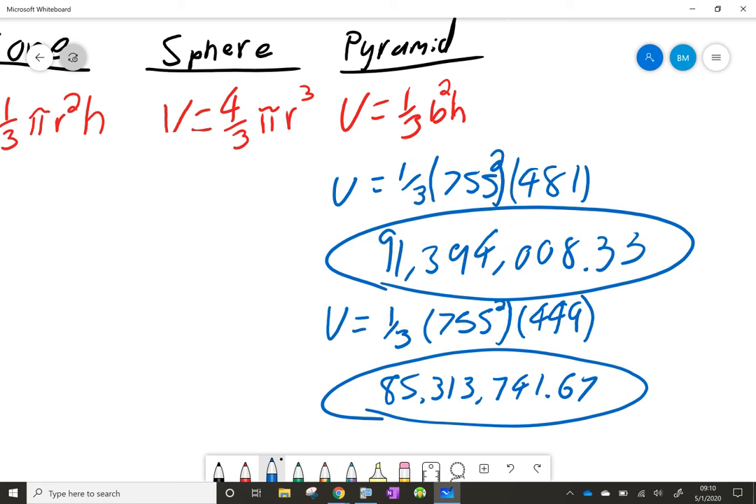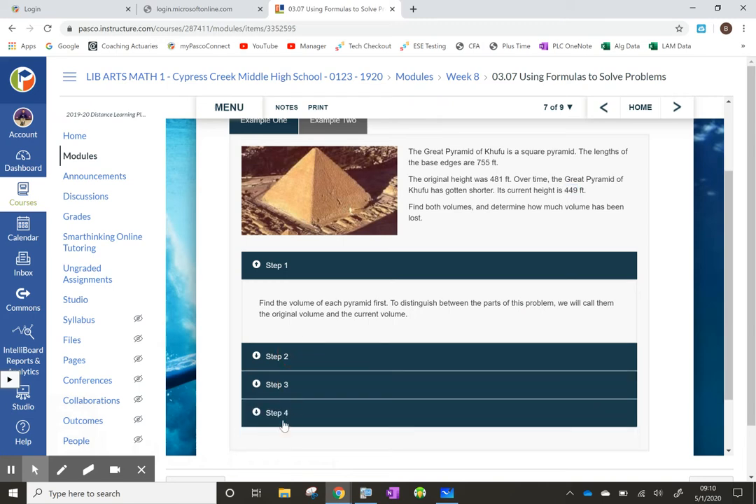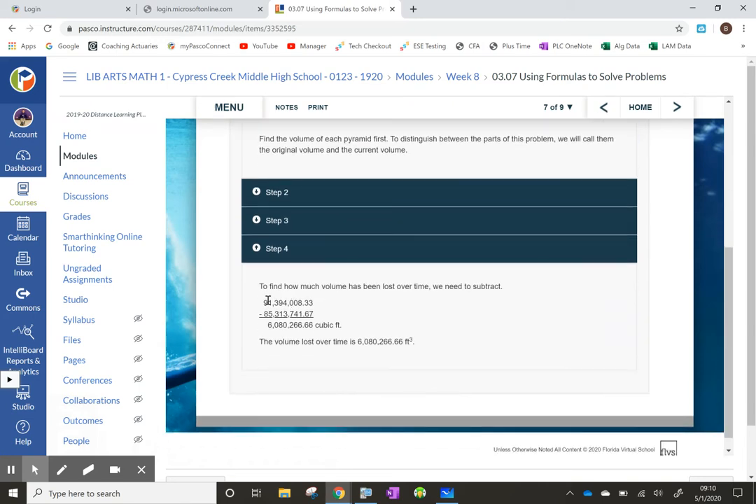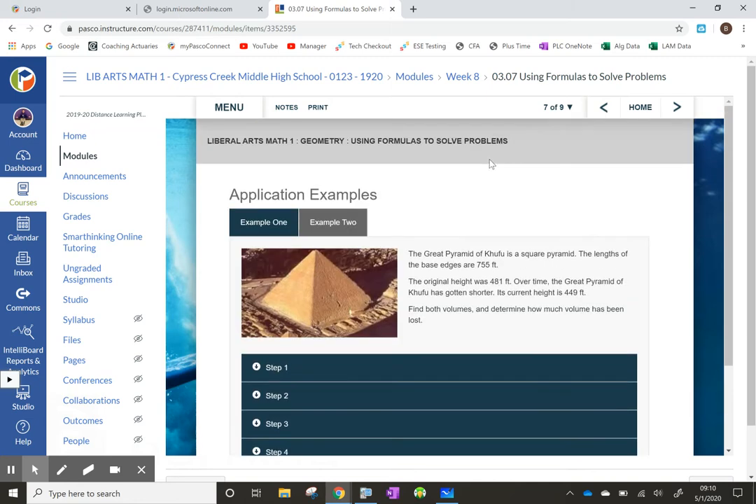If you want to find out how much volume was lost, just subtract those two values. If I subtract them, it's probably going to be about 6 million something, right? I'll let you guys take a calculator and do that. But of course, this should already do it for us. Yeah, you can see they just subtract those values and they get about 6 million something cubic feet. So really big numbers on that problem. Don't be too concerned if you're noticing that.